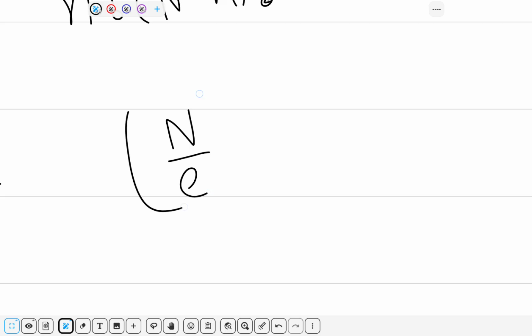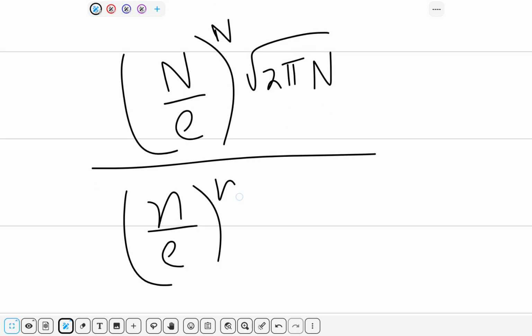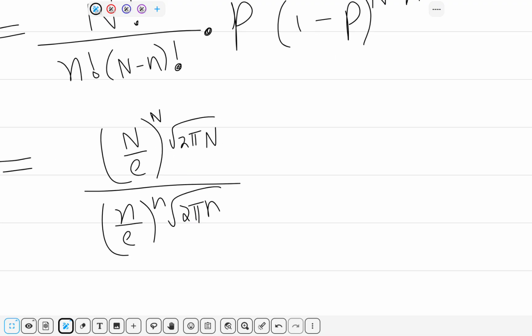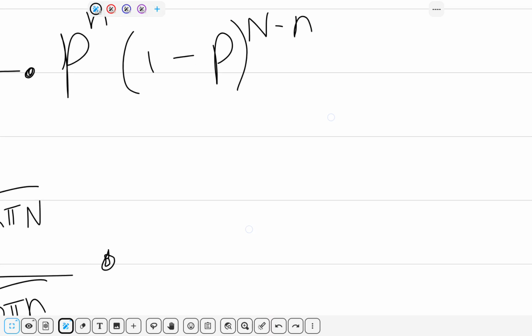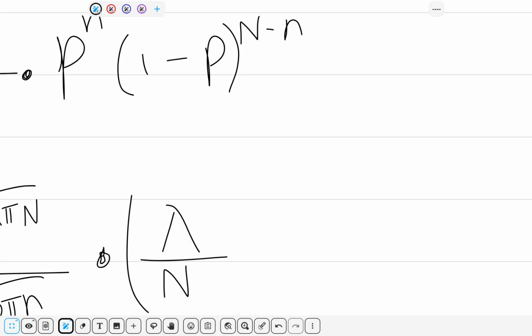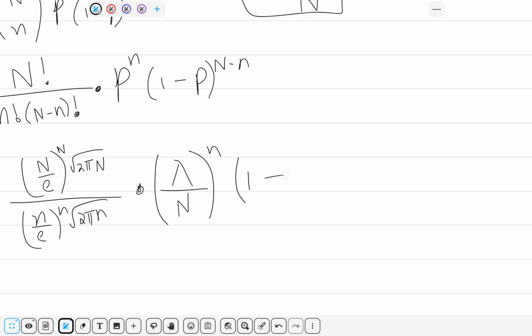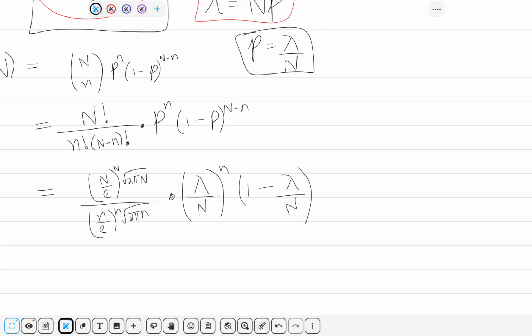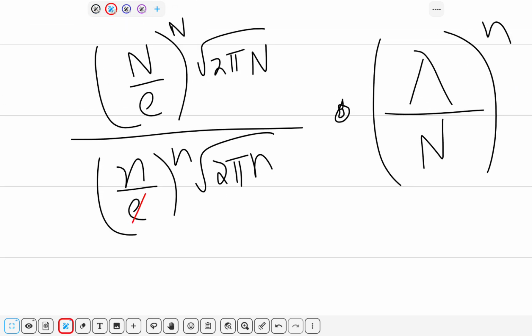So it will be n by e power n, square root of 2 pi n, divided by n by e power n, square root of 2 pi n, and then finally it is p power n. No, I am substituting the p, right? It was lambda by n power n, lambda by n power n, and again I have to do it, 1 minus lambda by n power n minus n, and if you look carefully, all these e's get cancelled up.